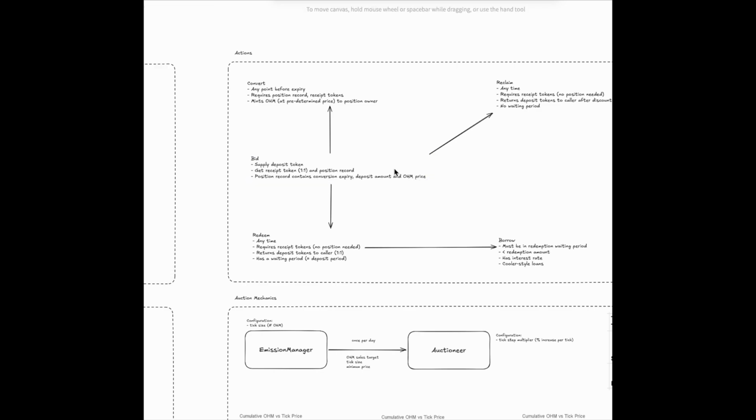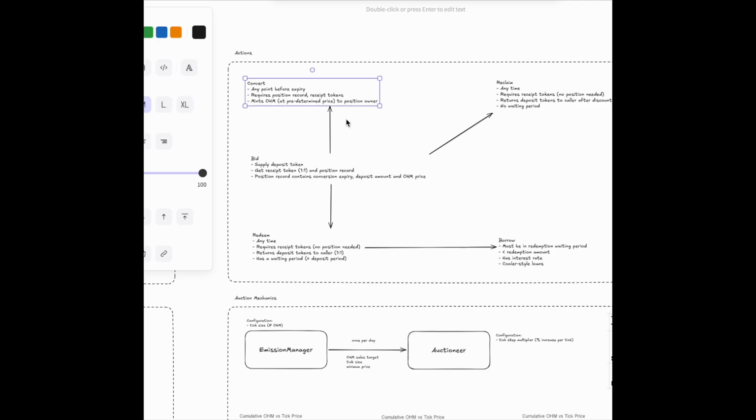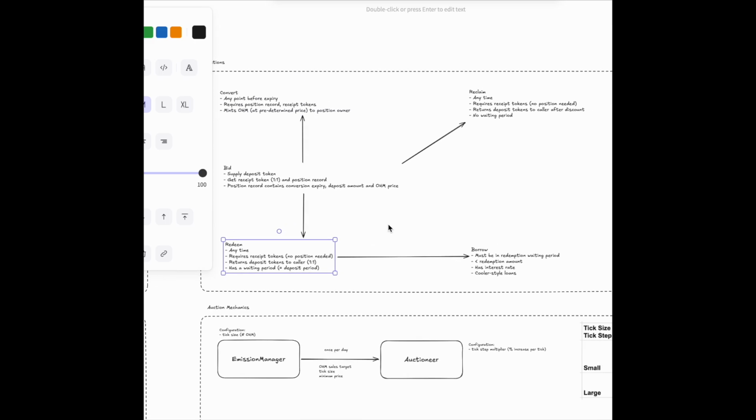So once you've actually got that bid, what can you do with it? The first is you can convert at any point before expiry, and I'll go into these in a little bit more detail. You can redeem, which means you get 1-to-1 your deposit back, and then you can reclaim, which means that you can get your deposit. It's just another way of getting your deposit back, and I will go into a bit of detail on that.